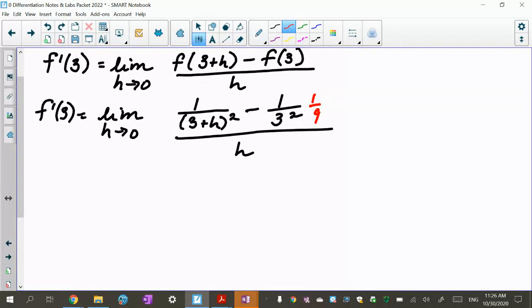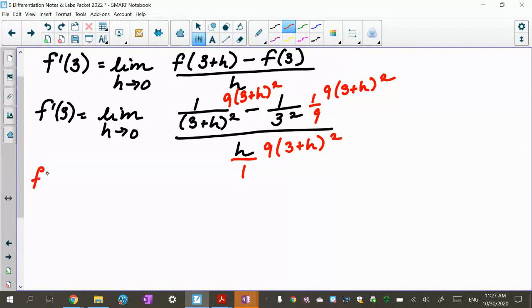And I see I have a complex fraction, so I'm going to put everything over 1. I'm going to multiply everything by the common denominator. So I'm going to multiply top and bottom by 9 times (3 plus h) squared, because it's a complex fraction.